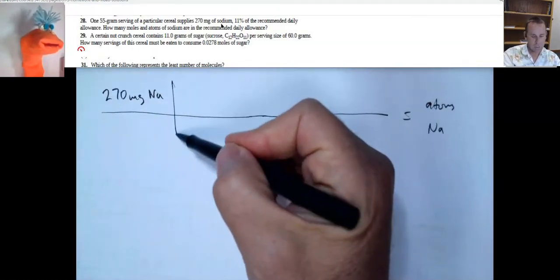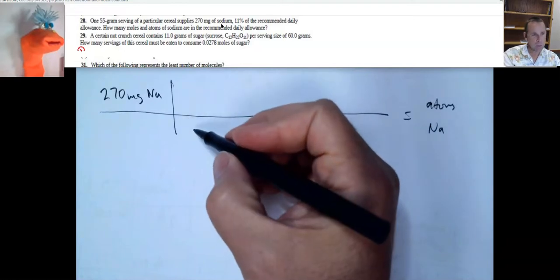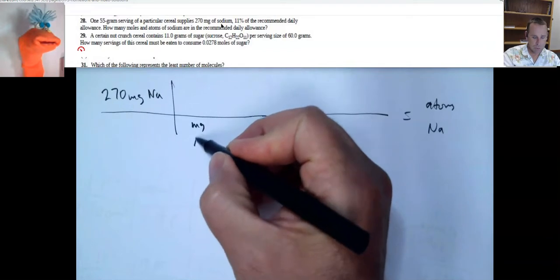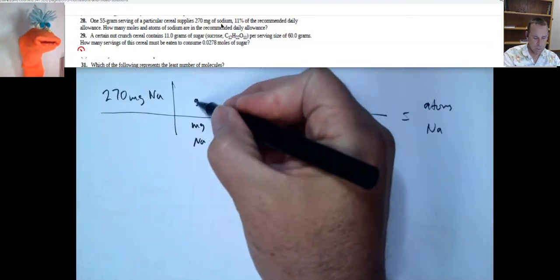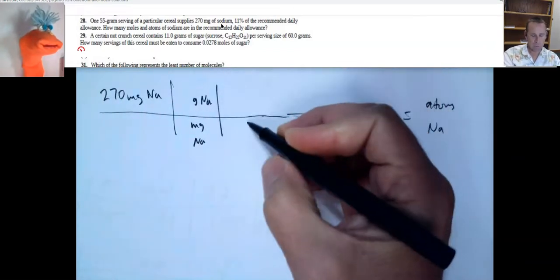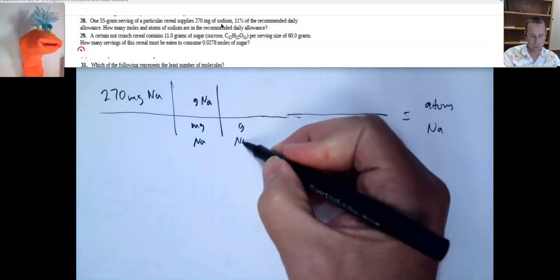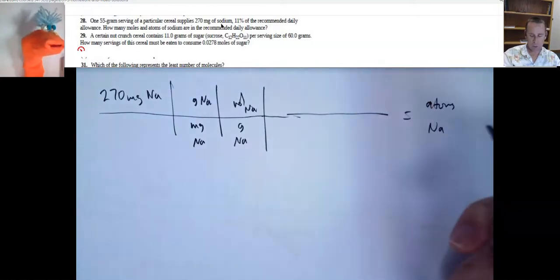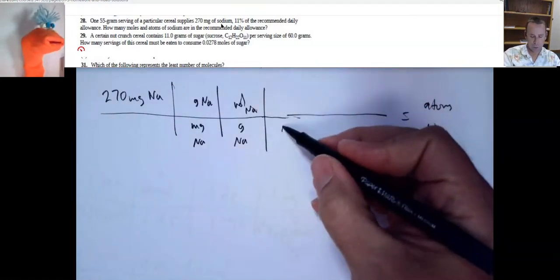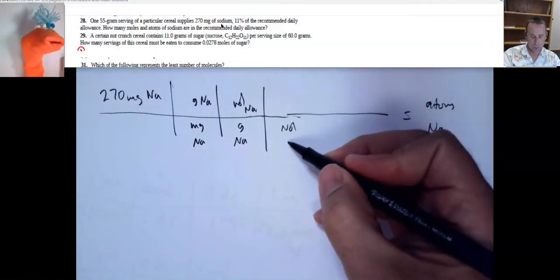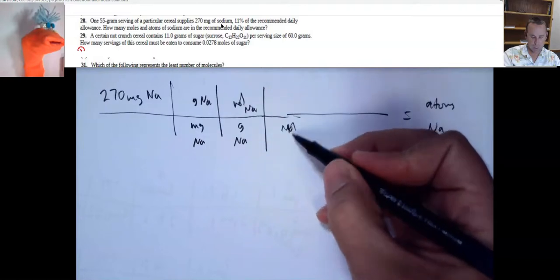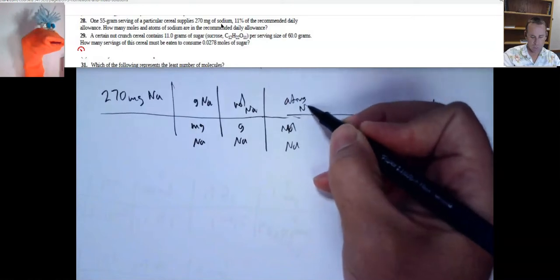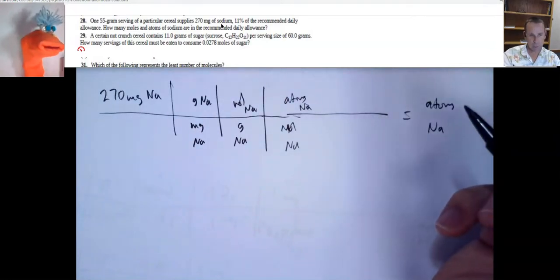Okay, and so I can go from milligrams of sodium to where? To grams. Good. Milligrams of sodium to grams of sodium. And then what? Grams to moles. Grams of sodium to moles of sodium. And then moles to atoms, right? Okay, moles of sodium to atoms of sodium. That's pretty easy, right?